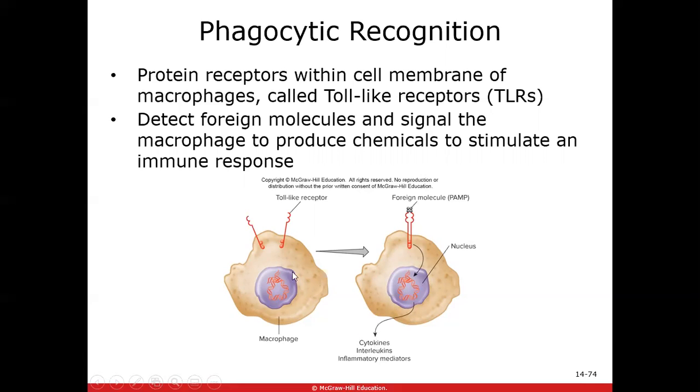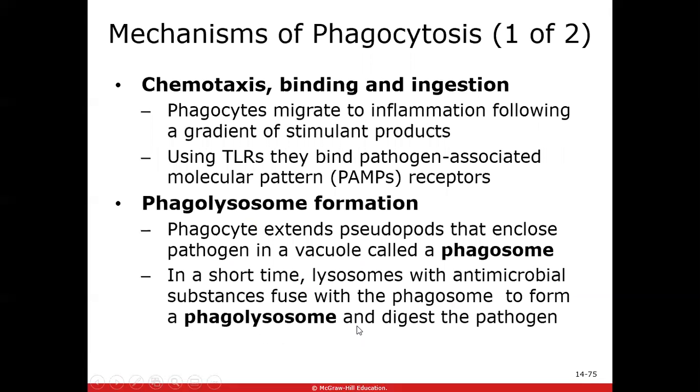These are like the sentries. So when this particular sentry runs across a foreign molecule, it sends out the signal to say, hey, we have something bad around. We need you to mount a response. So you have chemotaxis, binding and ingestion. The phagocytes migrate to inflammation following a gradient of stimulant products. And then I'm not going to ask you about phagolysosome formation.